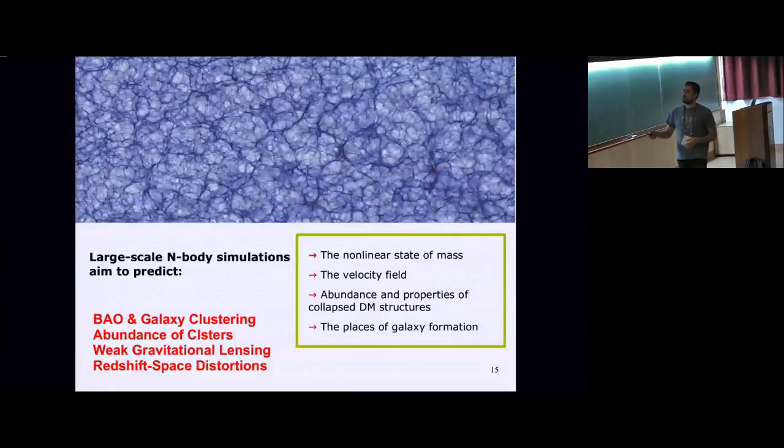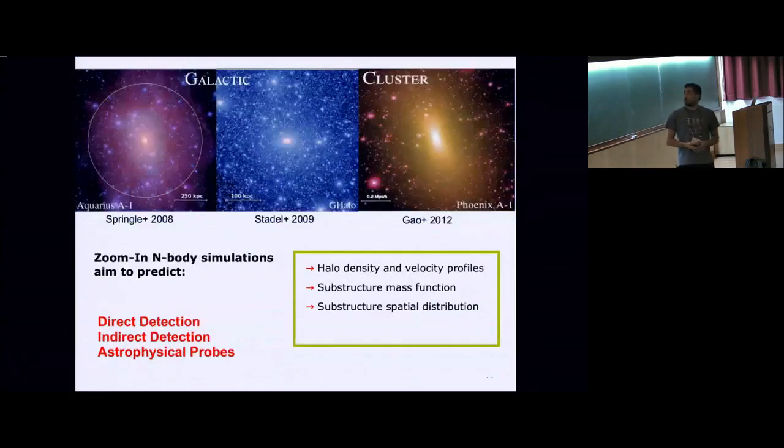With these large-scale simulations, we can predict the nonlinear state of the full field, the velocities, and the abundance and properties of these dark matter halos, these collapsed structures, and where galaxies will form. And this is very important for different physical and cosmological probes: baryonic acoustic oscillations, galaxy clustering, or the abundance of clusters, something that Rashid was talking about yesterday that Rosita will do. Actually, you have to compare the measurements with predictions from numerical simulations, in particular this type of numerical simulations, or with gravitational lensing.